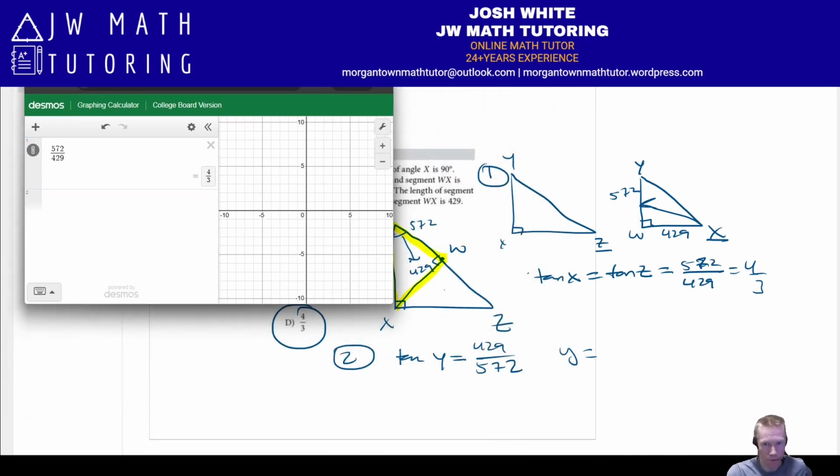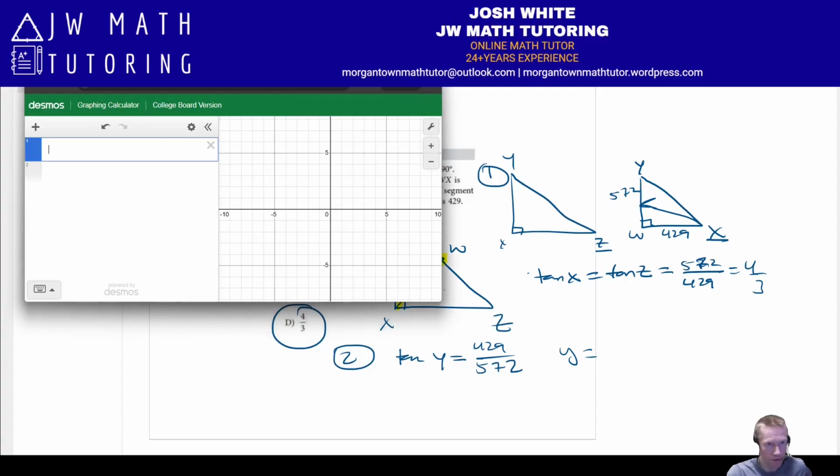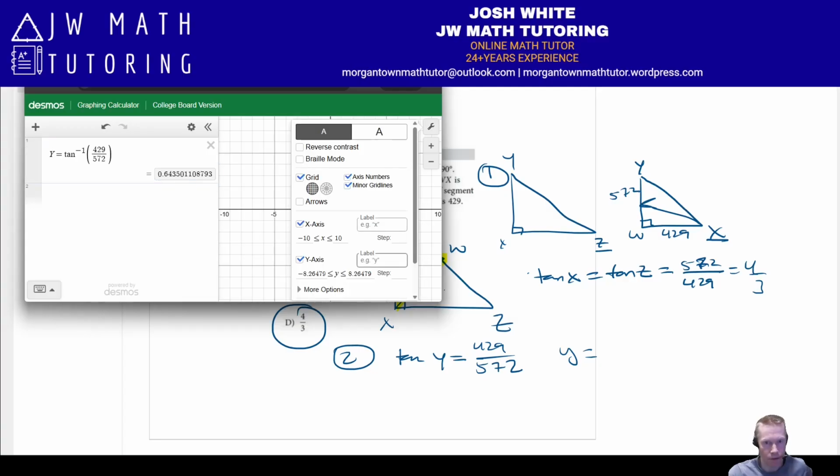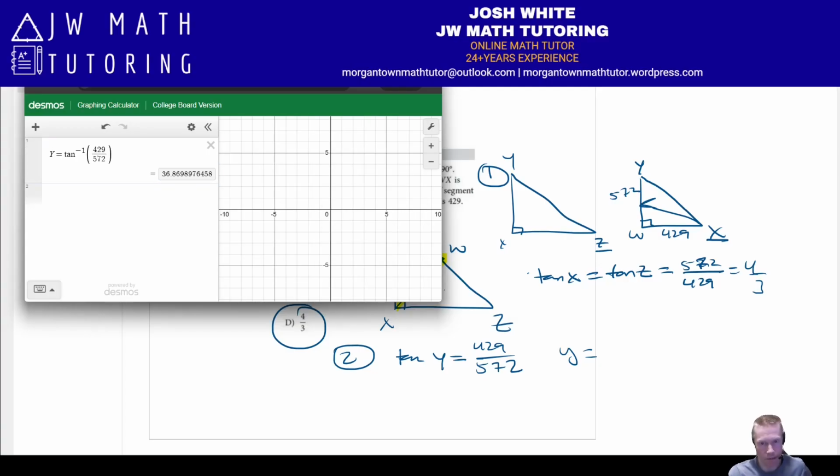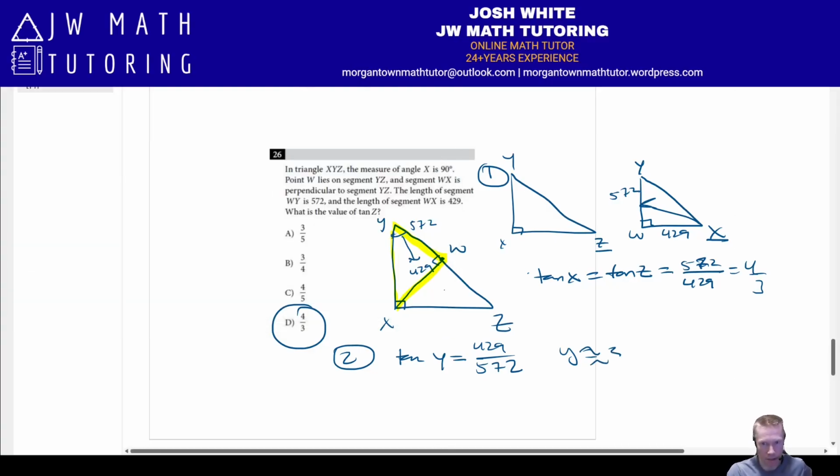Trying to resize the window here. There we go. Okay, I'll call it capital Y, inverse tangent of 429 over 572. Of course, I need to make sure I'm in degree mode. Right here, click the wrench, change to degrees. Okay, so that's the measure of angle y. It's like 36.87 degrees, approximately.